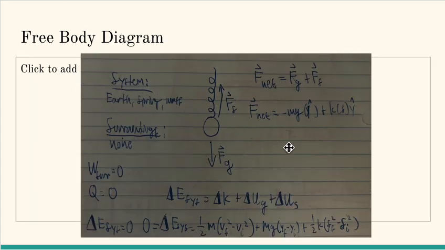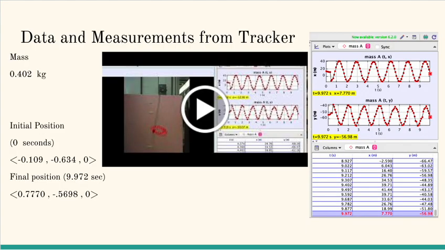So this is the free body diagram that illustrates the system we have. The system is the Earth, the spring, and the mass, and we put nothing in the surroundings, which means that the work done by the surroundings is 0 because there's nothing doing work.